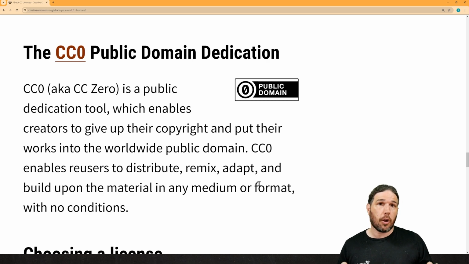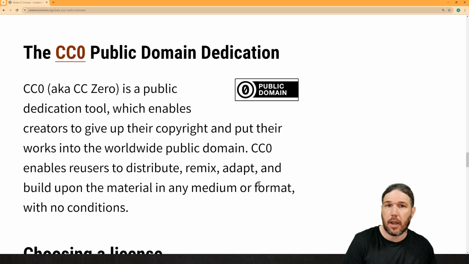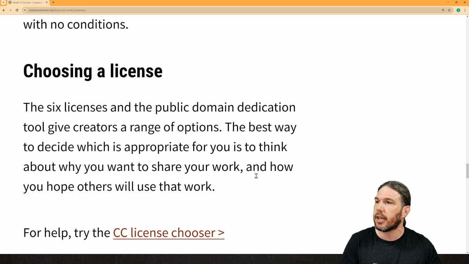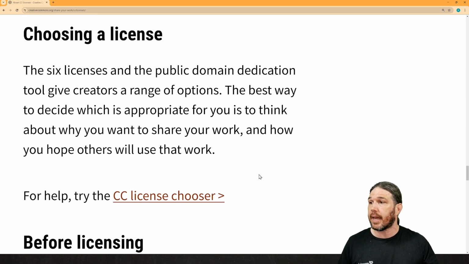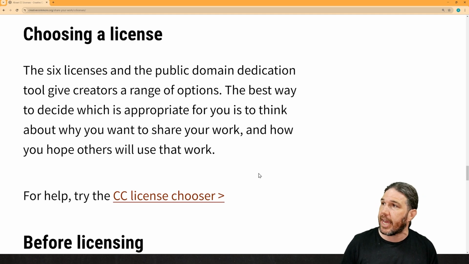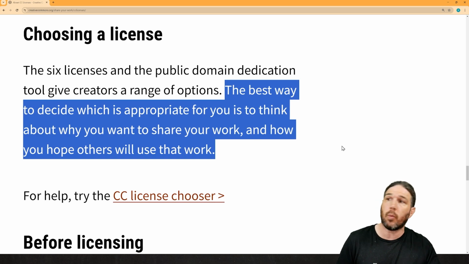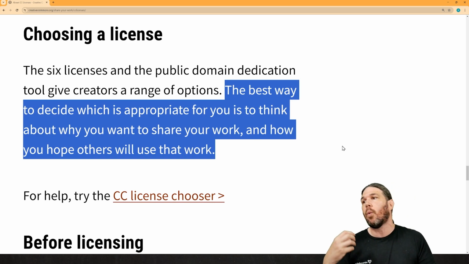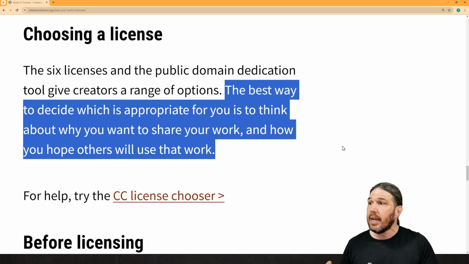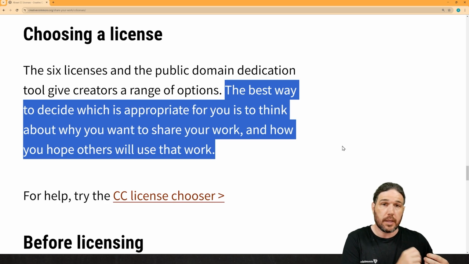So those are all of the possible Creative Commons licenses. Let's talk a little bit about choosing a license. Okay, the 6 licenses and the public domain dedication tools give creators a range of options. The best way to decide which is appropriate for you is to think about why you want to share your work and how you hope others will use that work.